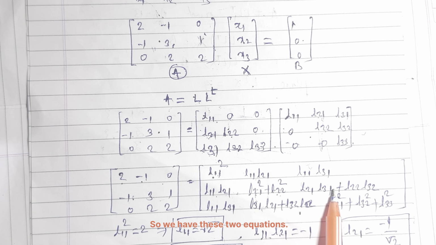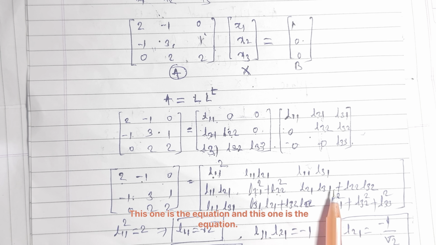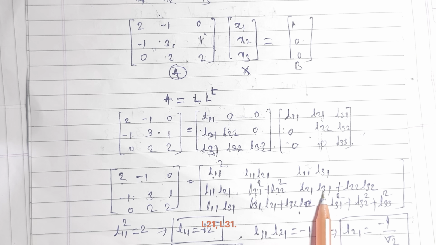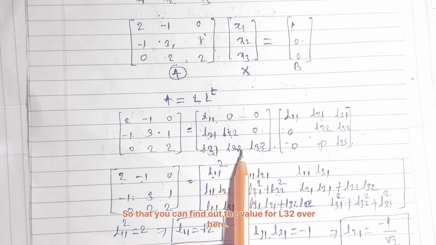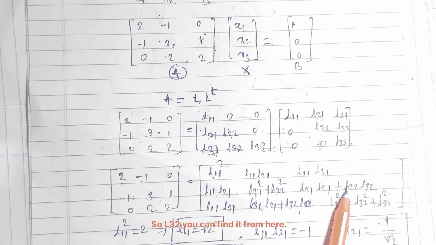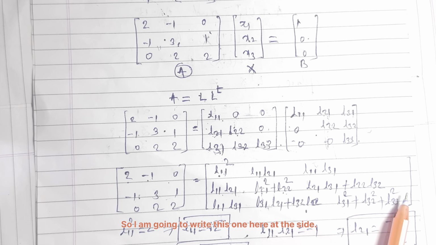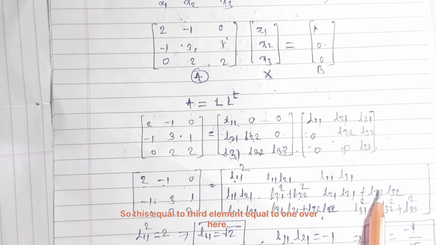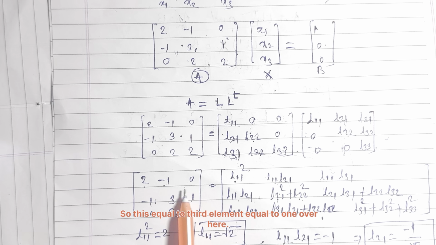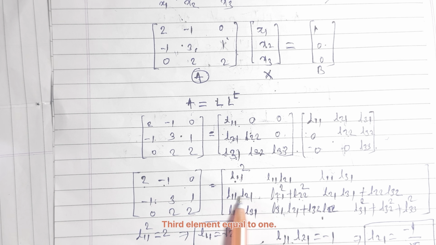So we have these two, this one is the equation and this one is the equation. L21, L31, L22, L32. So that you can find out the value for L32 over here. L32 you can find from here. I'm going to write this one here at the side. This equals the third element, equal to 1.